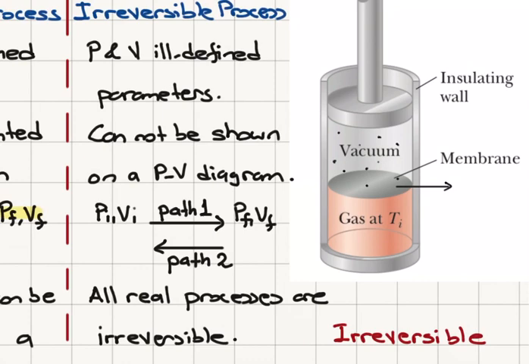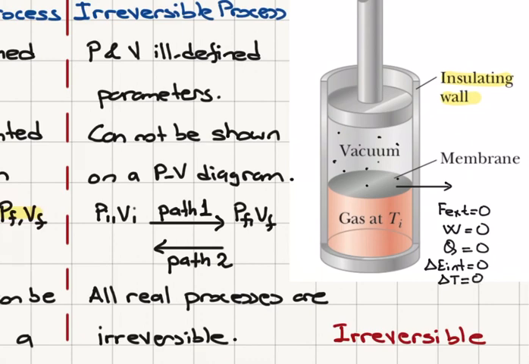So remember, there is no external force being applied here, and therefore the work done on the gas is zero. There is no heat exchange with the environment because I have insulating walls, so Q is zero. Therefore, from the first law of thermodynamics, the internal energy change is zero. Therefore, the temperature change is zero.